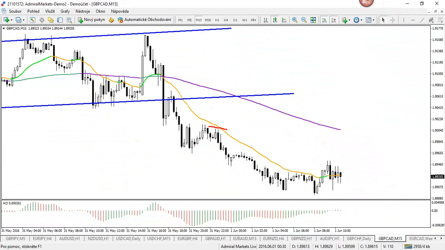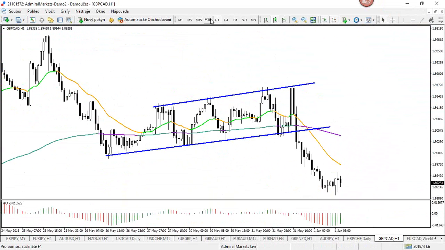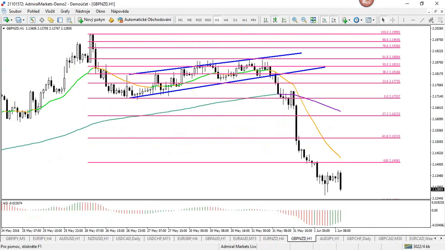So if we already had a break of the 15-minute pattern, there could be one more 15-minute pattern break, but that's already a continuation. So we might need a 30-minute or 1-hour bear flag probably on this. All in all, I'm not sure which is the best. Pound New Zealand looks the best, but it's actually close to Murray math support, so that's a bit annoying.